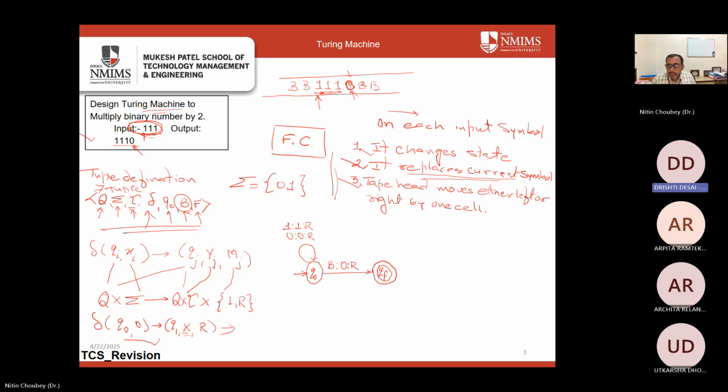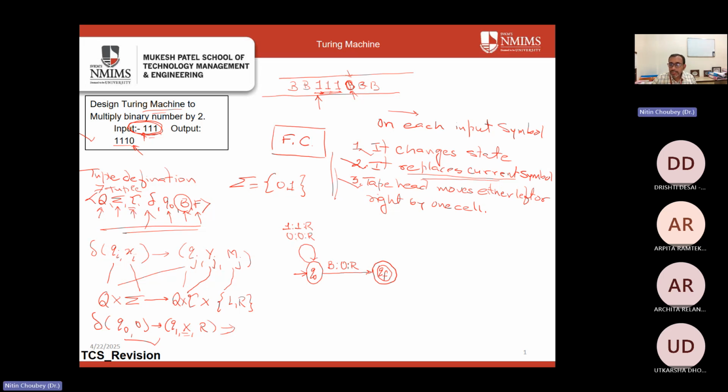Yes, it's clear. Good. Now, the tuple definition. Capital Q will consist of Q0 and Qf, two states. The input alphabet, sigma, will comprise the first symbol in the transition, 1, 1, R, that is, 1 and 0. Blank we may not write in the input alphabet because we are considering it separately as a special symbol on the tape. So we can write simply 0 and 1 as sigma.